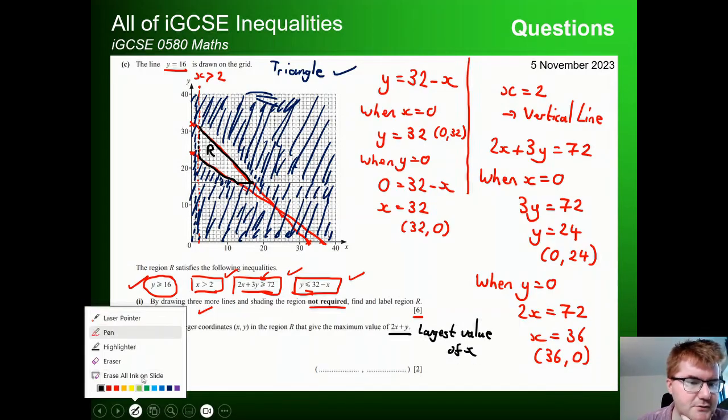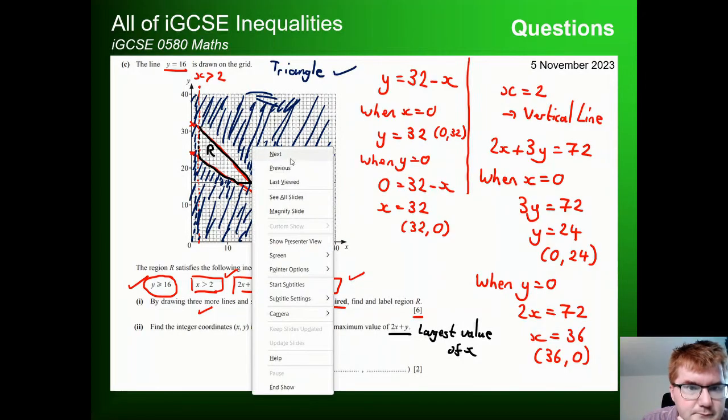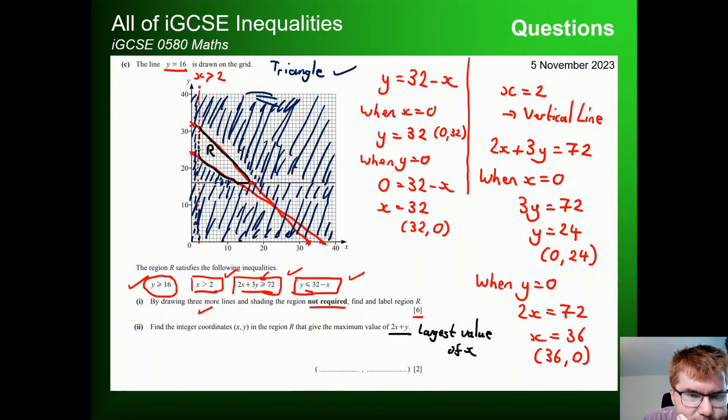So let's look at our region. Let's get the red pen back out. And what's the largest value of x that I can have? So the largest value of x I can have, because this is a full line, is actually this here. This one here. So that is when x is equal to 16 and y is also equal to 16 at that point as well. So we have this point. So the largest value of x, and then I can read off from the straight line here because this is 16, that y would also be equal to 16 as well.